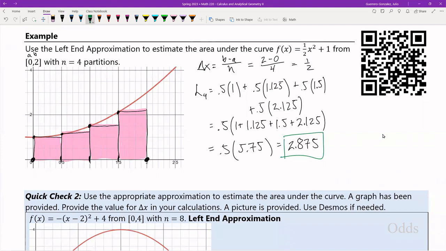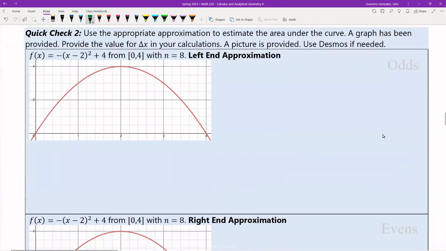So what I want everybody to do, this is the second quick check for everybody. Okay. The odds will be doing the left-hand approximation for this function right here, negative x minus 2 quantity squared plus 4. And the evens are going to do the right-hand approximation, right? Both are going to be from 0 to 4 with n equal 8 partitions, okay? Go ahead, try these out, sort of agree on a solution for your group. And once a solution is established, I'm going to copy somebody's work and I'll put that in the notes, okay? So make sure you're as clear as possible with your solutions, okay?